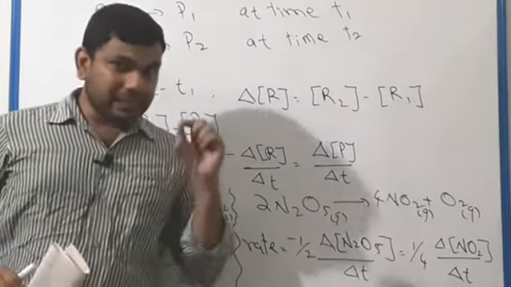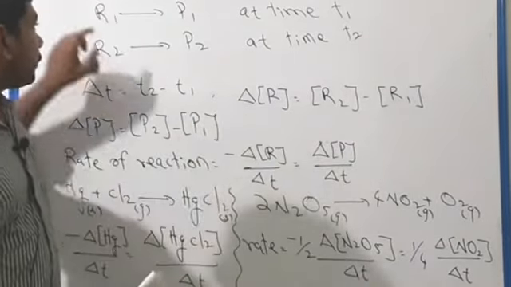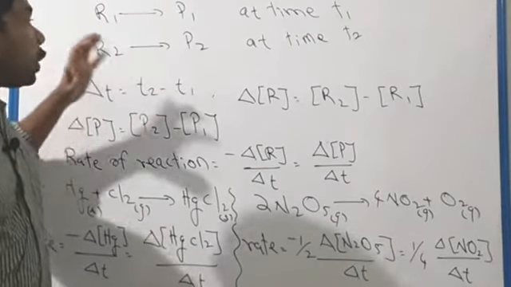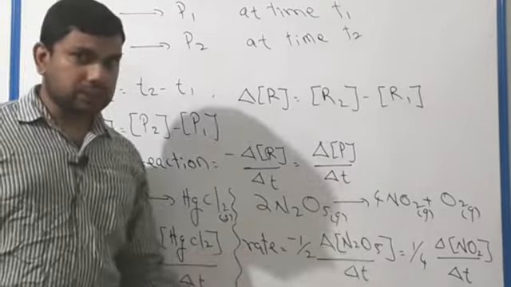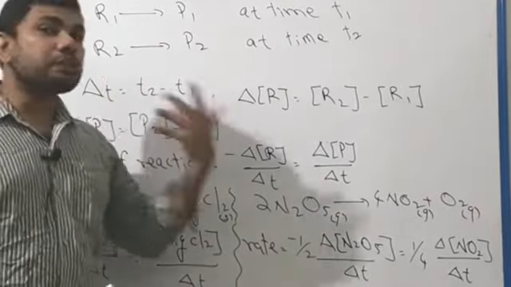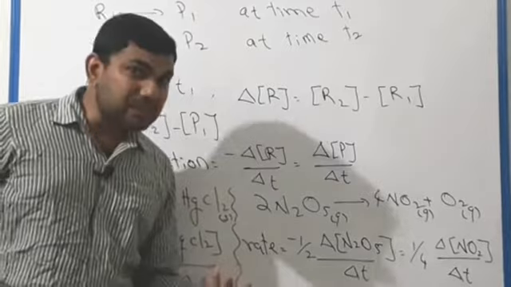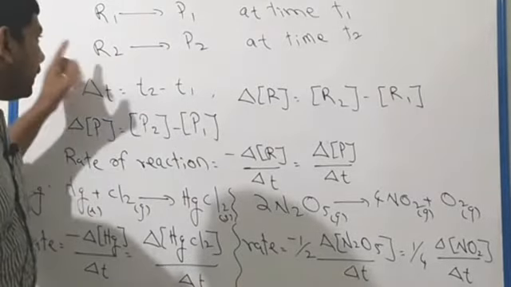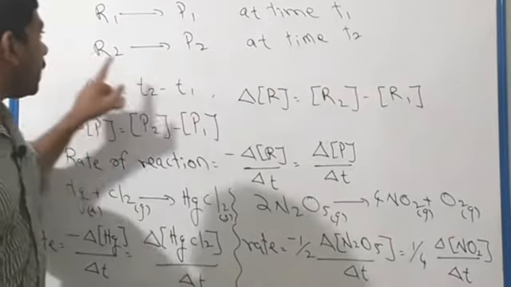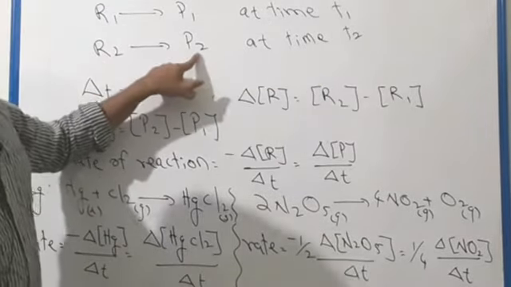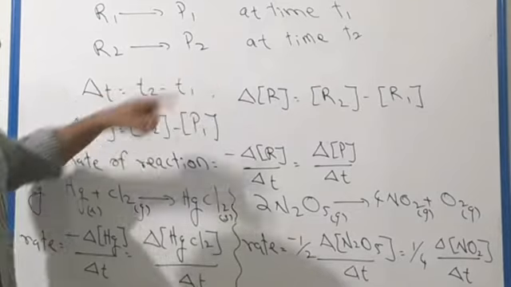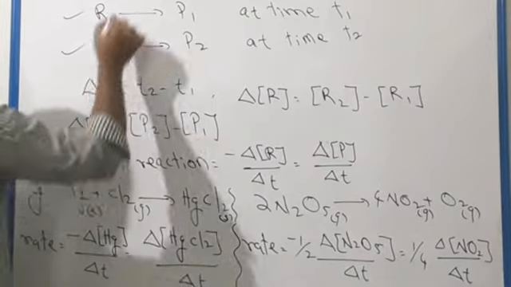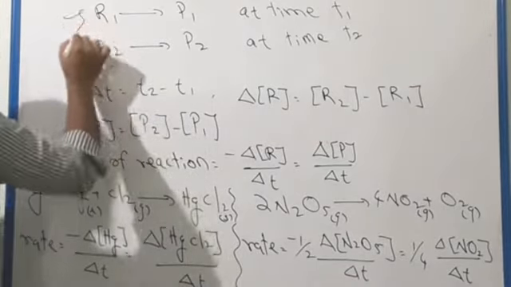So consider a chemical reaction. Here reactant R1 changed to P1. Here R1 is not completely changed to product. Some of the R1 changed to product. After some time this R1 changed to R2. Then again at the time T2, R2 changed to P2. You understand? So this is two chemical reactions, and we did here two equations.